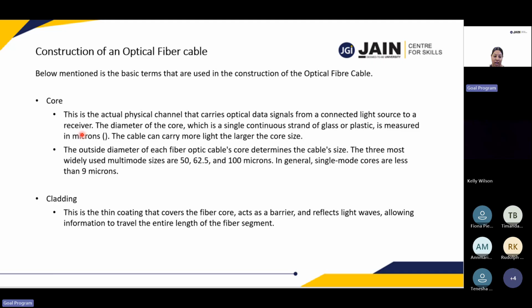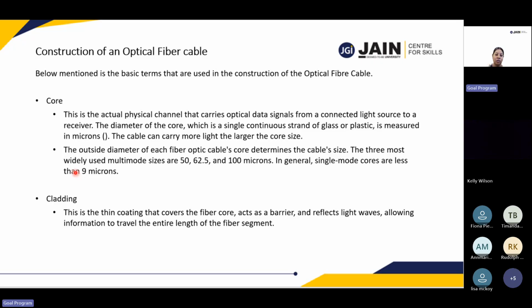This is the actual channel as the carrier which is carrying the optical data signals in the form of light from the connected light source. That means from the source to the destination. It is carrying the optical data signals in the form of light from the source to destination. This is the actual channel where the actual transmission is going on.